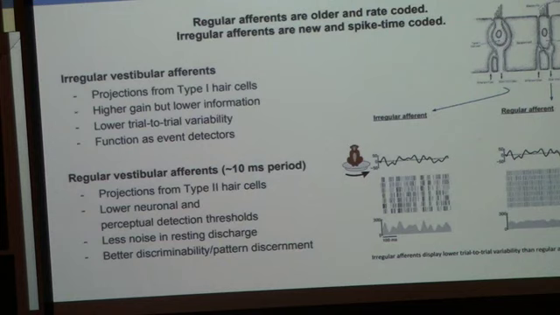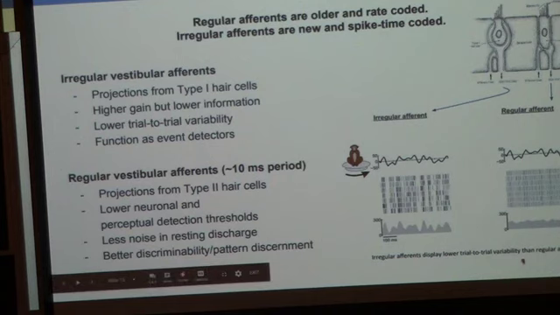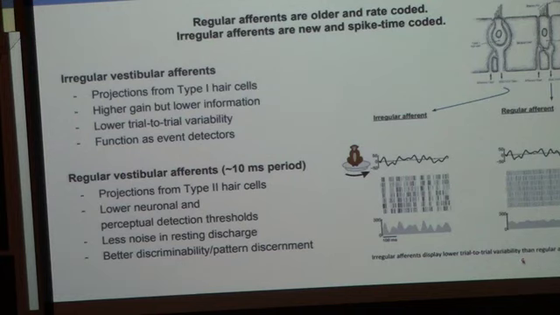The little caption underneath that picture says the regular afferents display the lowest amount of variability. I thought you had just said the opposite. Let me double check on that. Sorry, maybe there's a mistake. I think what that is, is that the irregular ones have really precise spike timing.